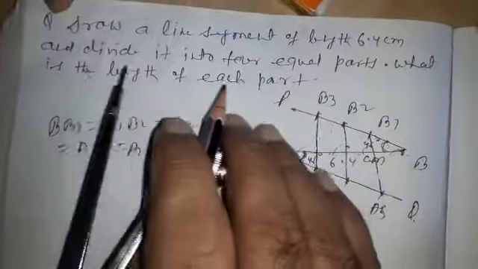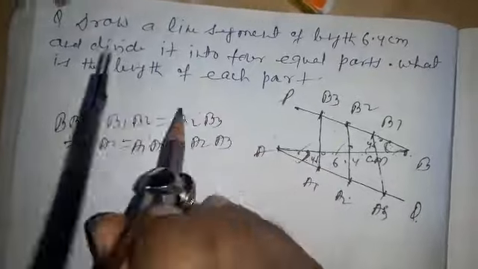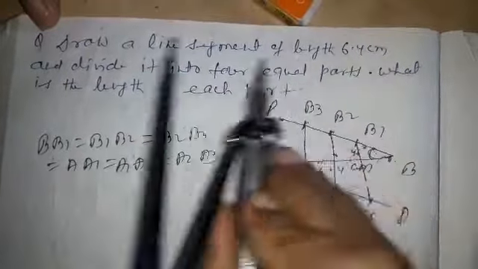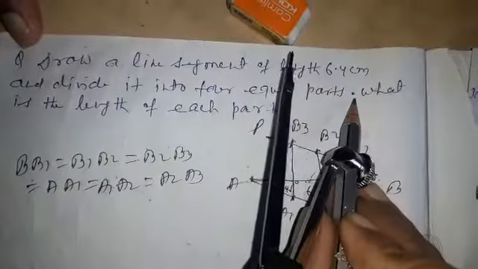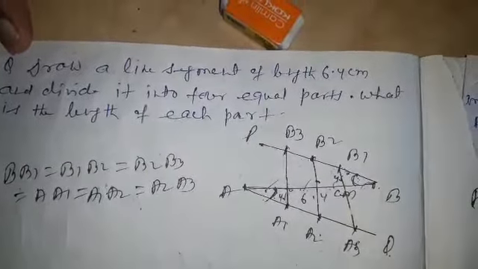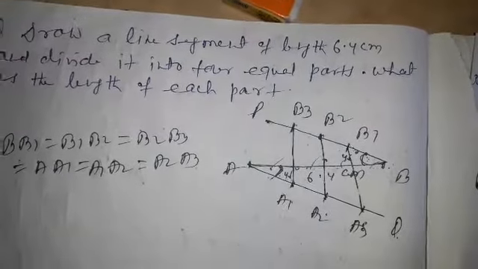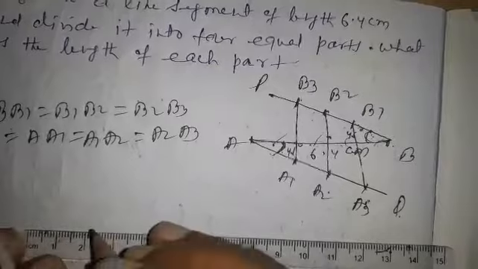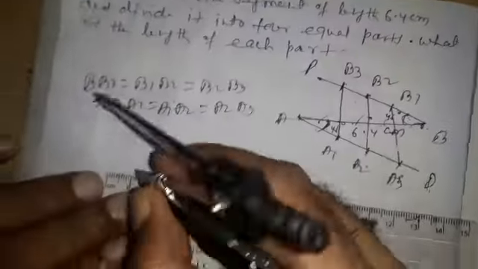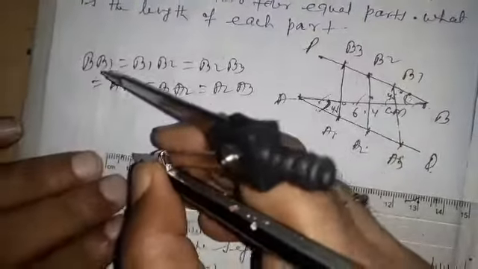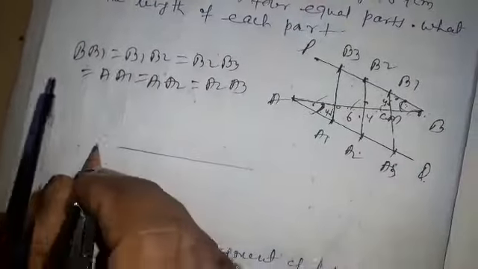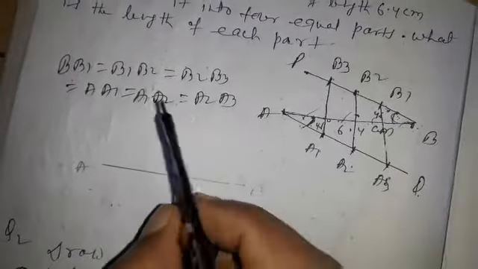Now we have some construction related to parallel lines. Draw a line segment of length 6.4 centimeters and divide it into 4 equal parts. What is the length of each part? Here AB is a line segment of length 6.4 centimeters.